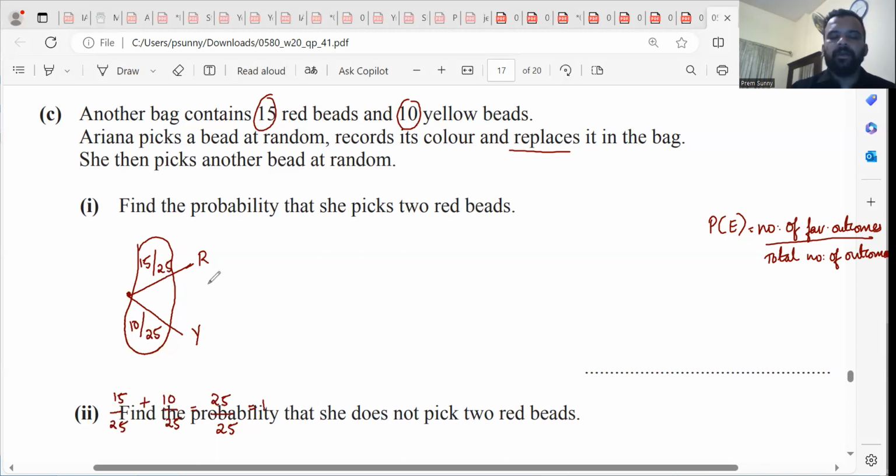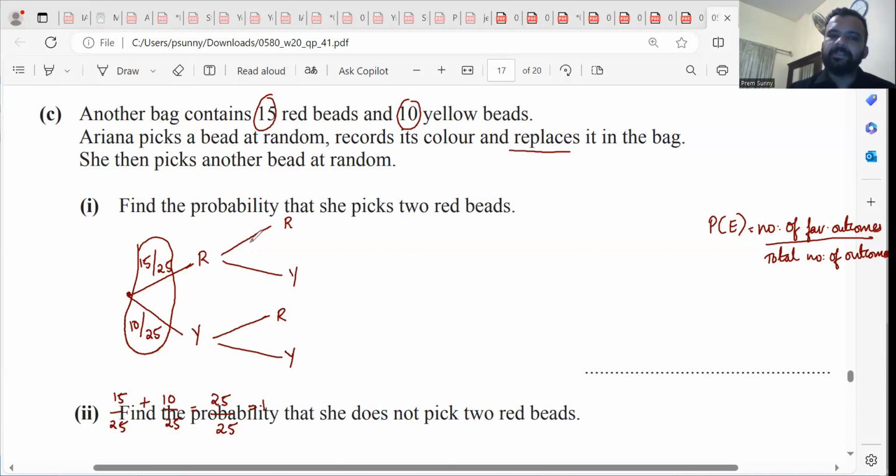First attempt is done. Now moving on to the second attempt. This branch over here, this is the second attempt. In my first attempt, I am getting a red, and in the second attempt, I can either get a red or a yellow. Suppose if I was getting yellow in my first attempt, in the second attempt, I can get either a red or a yellow.